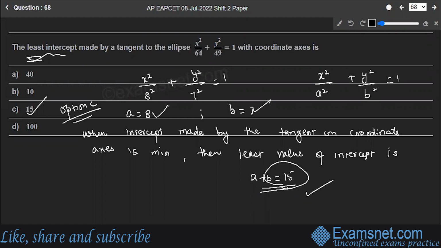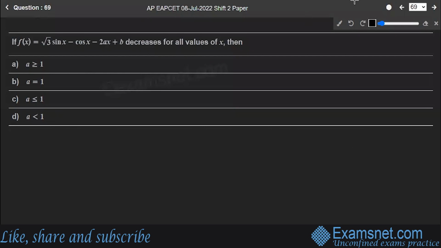Then let's move to the next question. Question number 69. If f(x) is equal to root 3 sin x minus cos x minus 2ax plus b decreases for all values of x, then which of the following is true? So you have f(x) is equal to root 3 sin x minus cos x minus 2ax plus b. Let's find out the first derivative. So this will be given by root 3 cos x plus sin x minus 2a.